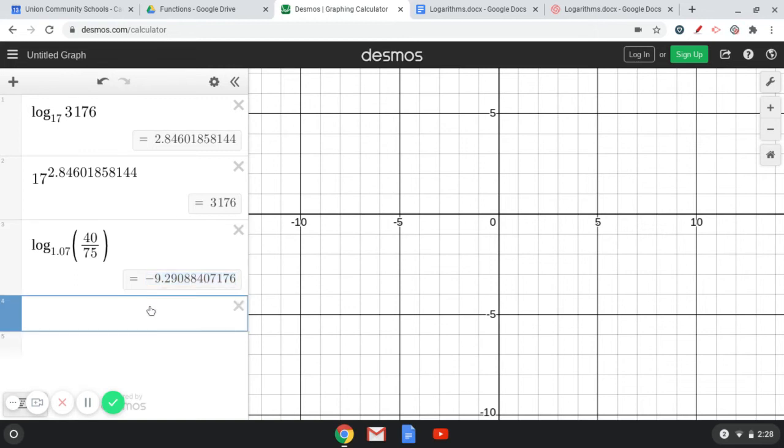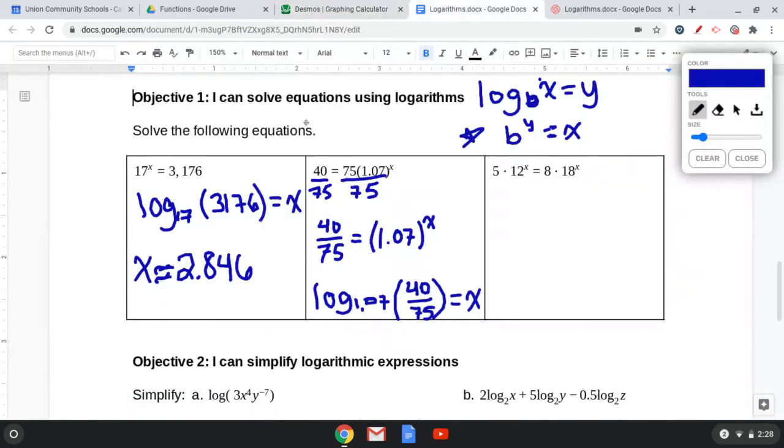If I wanted to double check, remember that we were trying to get our answer to be 40. So this is going to be 75 times 1.07 to the x, which is negative 9.29088407176. I'm just double checking the answer. And that does equal 40. So we are right. So write this in: x is equal to about negative 9.29088.